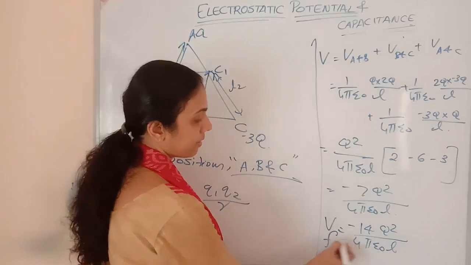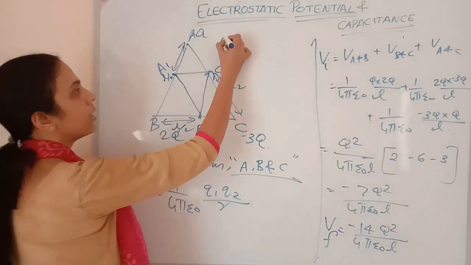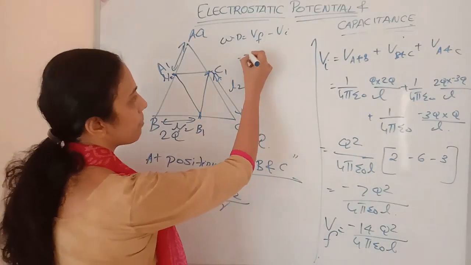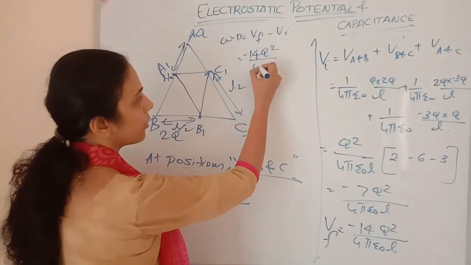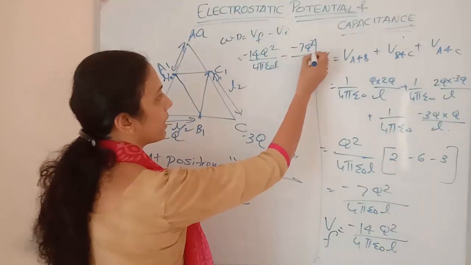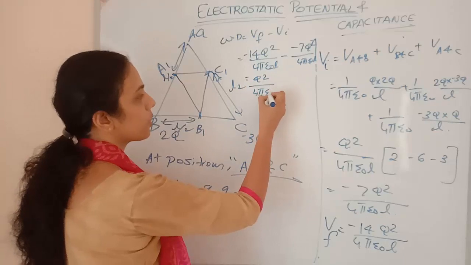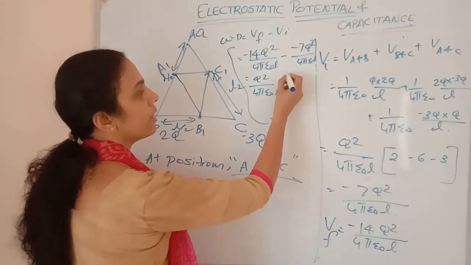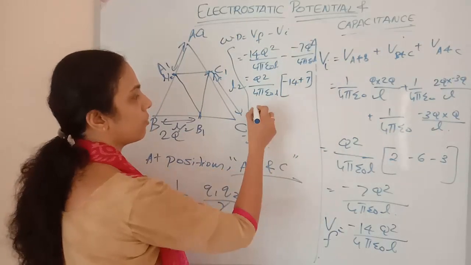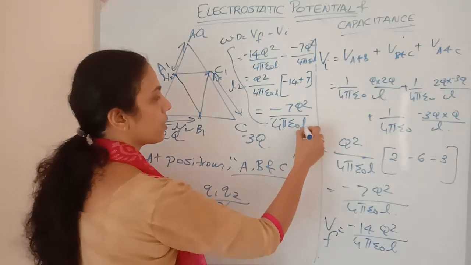So this is the final potential energy, and this is the initial potential energy. What is the potential energy difference? Work done will be equal to Uf minus Ui. Uf is -14 Q square divided by 4 pi epsilon 0 L, minus (-7 Q square divided by 4 pi epsilon 0 L). Q square divided by 4 pi epsilon 0 L is common, into -14, minus minus is plus 7. So the final answer is -7 Q square divided by 4 pi epsilon 0 L.